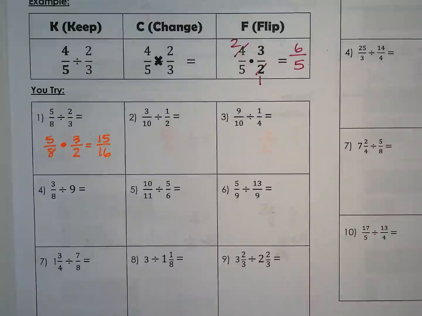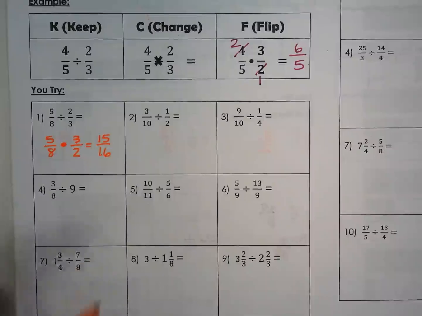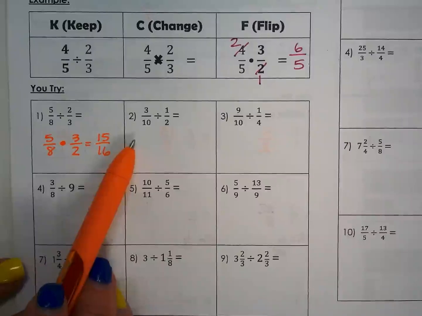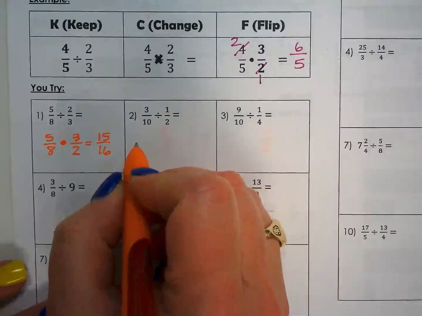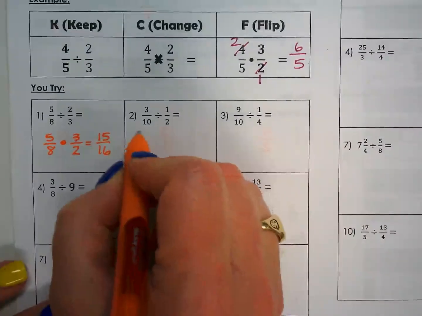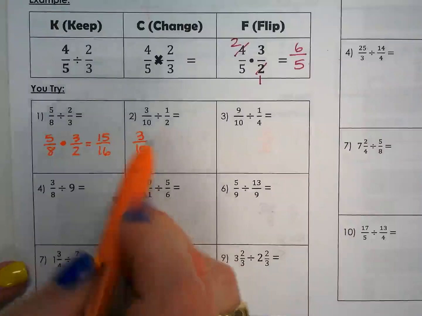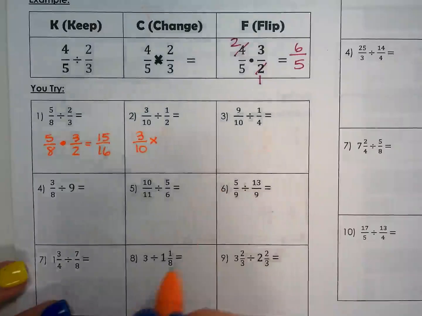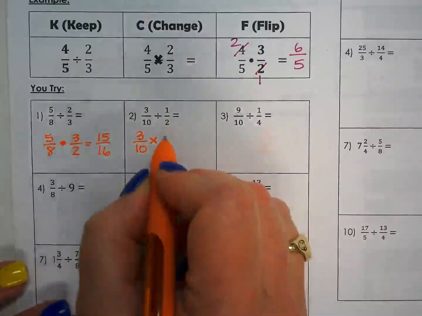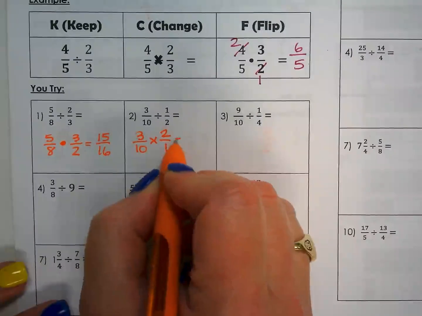We'll do it in 1 second. Hold on. All right, so actually, Regina, why don't you walk us through it? So the first, number 2, what do we do first? We keep what? 3/10. All right, we keep the 3/10. And instead of division, we're going to have multiplication. And 1/2 turns into? 2 over 1.